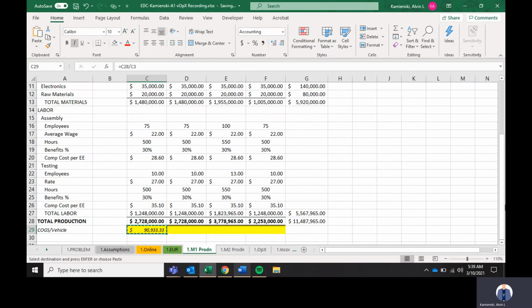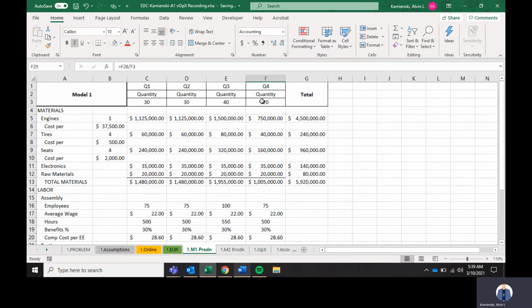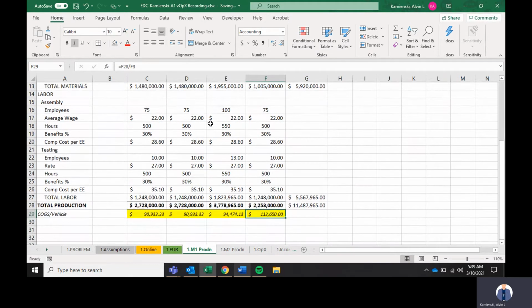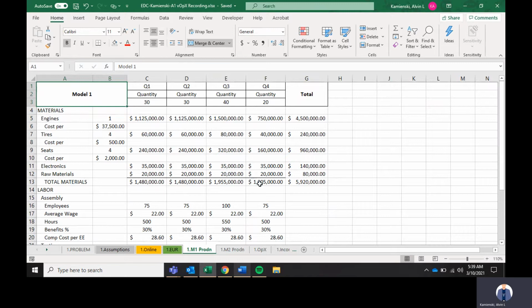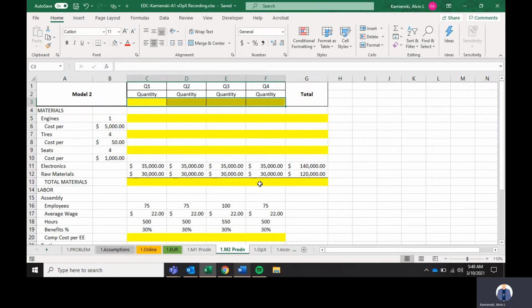So let's go ahead and take a look at that across the quarters. And as you can imagine, once we get up here into the fourth quarter where we still have 75 employees, but only making 20 cars versus the 30 previous, our cost of goods per vehicle gets significantly higher. Let's move on to Model 2.